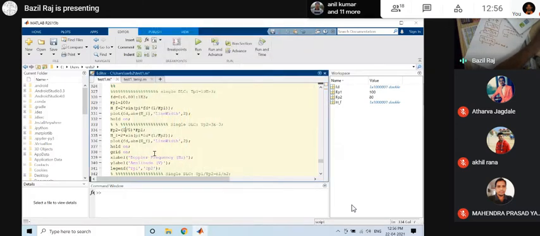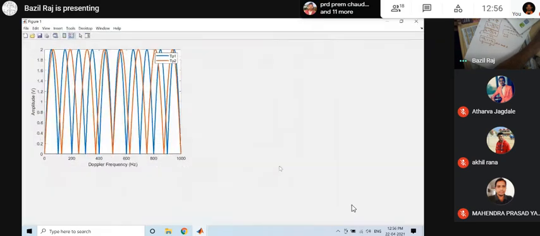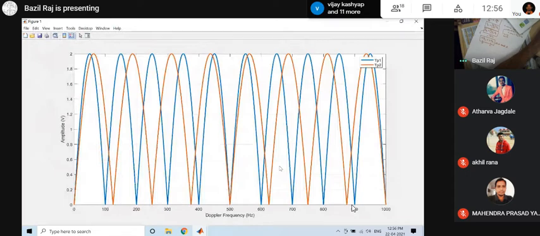Alternatively, suppose I am choosing some other value, instead of 4 by 5, I am choosing 5 by 4. So what happened now? You look there. For 5 by 4, what will happen? 5 by 4 means the second is 500 hertz now, right? And another thing, now the second PRF is higher than the first PRF in blind speed, correct?